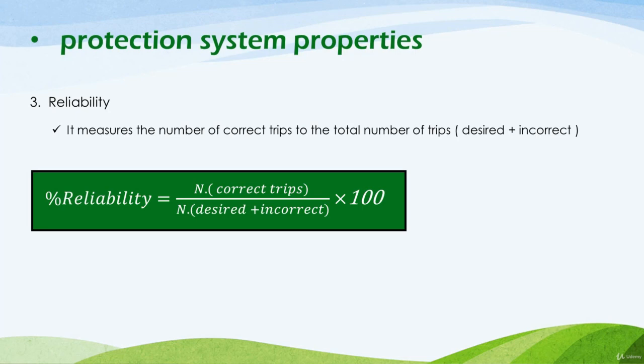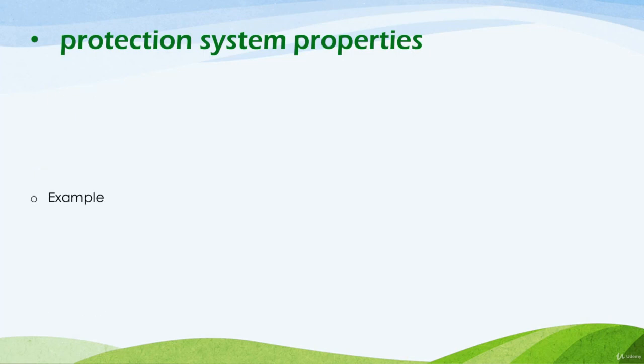and the number of desired trips is the number of true trips plus the number of times there is a fault but the system doesn't trip the circuit. So those are the desired trips, which are the total number of trips that the protection system should work at. Very good. Now we can discuss an example to apply those first 3 concepts.